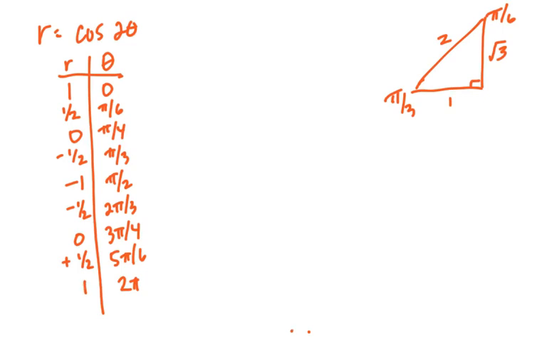So now we can look at this graph. Let me get rid of the triangle and bring in the graph. So when we have a radius of 1, we have a theta of 0. At pi over 6, we have a radius of 1/2. At pi over 4, we have a radius of 0. So then when our radius is -1/2, we're at pi over 3. So here's our pi over 3 line, and -1/2 means I come down here to the negative side of that line. There's -1/2.